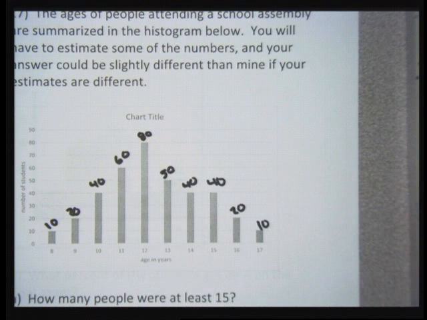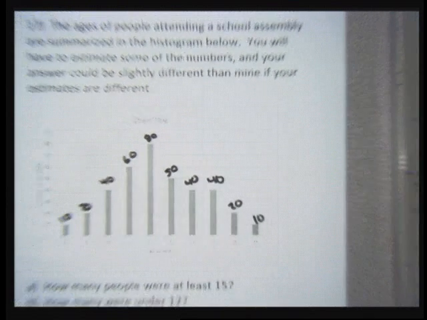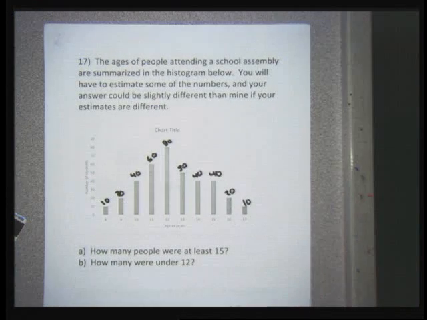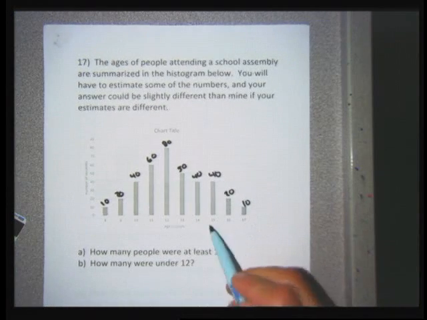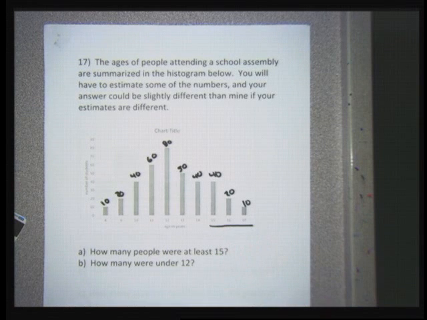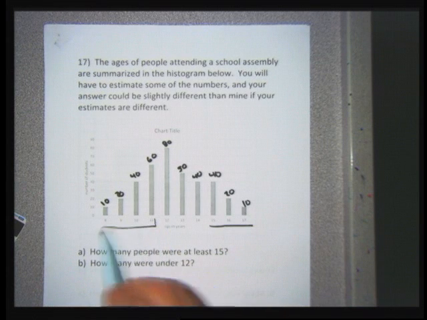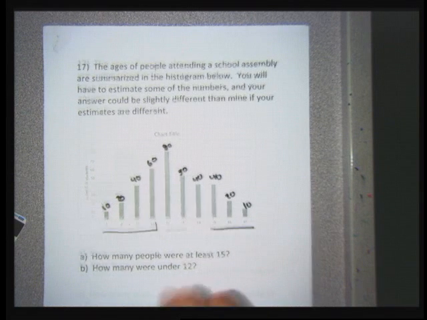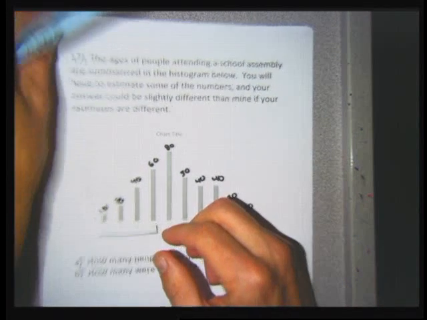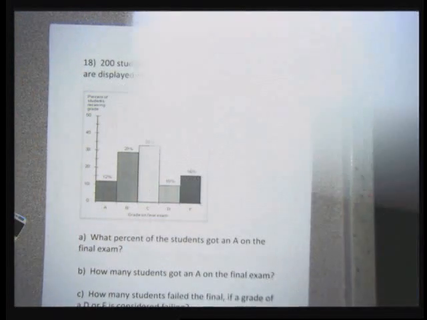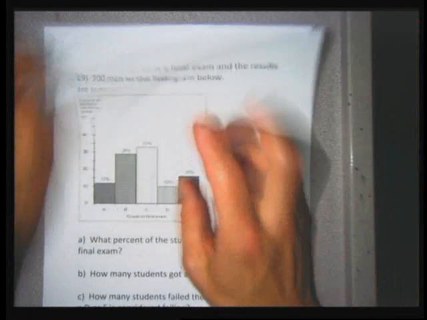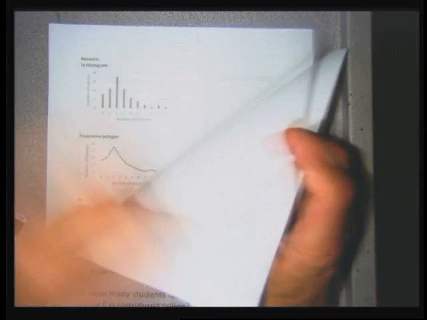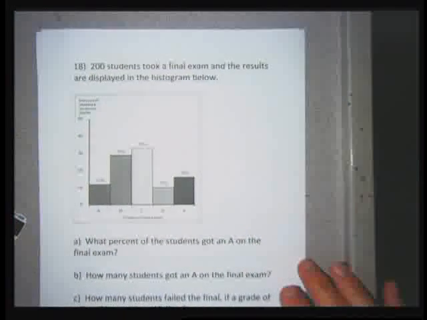So those are the ages, hopefully they're readable. Not that my numbers are going to be that readable. And then how many people were at least 15? Well, at least 15 would count these. And then how many people were under 12? That would count those. And you just need to add up the heights of the bars. Okay, so we've got 18, 19, and that's it. Just one more for me and then one more for you.